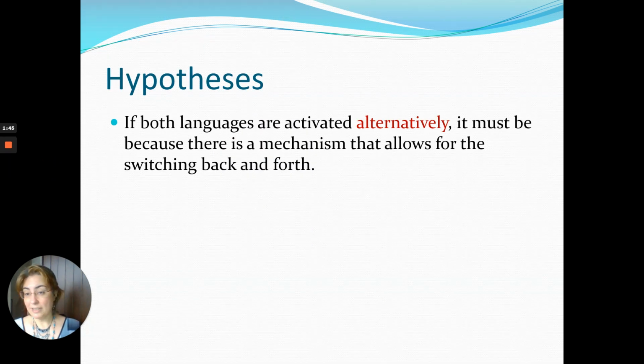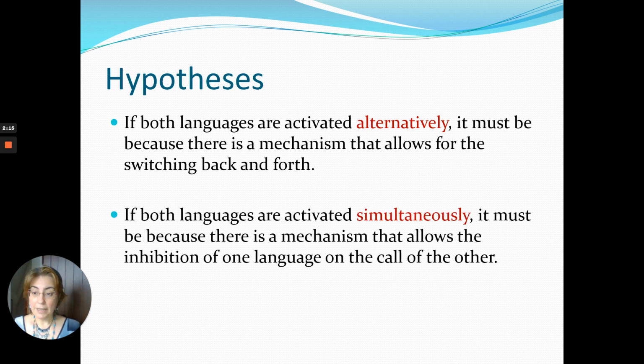So the hypothesis that if both languages are activated alternatively, now one, now the other, it must be because there is a mechanism that allows for the switching back and forth. Okay, so we have the two languages and a mental mechanism that activates one while the other one is deactivated, and then it can switch to activating the second one while at the same time deactivating the former.